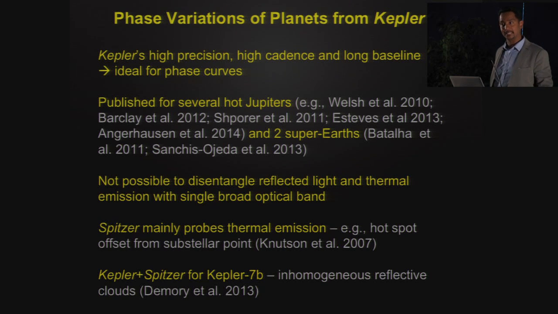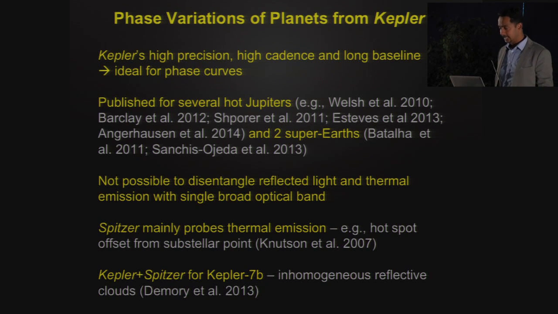Just last year, Demory et al. published a very interesting study of Kepler-7b combining both Kepler and Spitzer data, and they were able to make a case that there is an offset in the peak of the planet's phase curve from the substellar point, which might be suggestive of reflective clouds inhomogeneously distributed across the longitudes of that particular planet, and that the Kepler band emission in that case is dominated by reflected light rather than thermal emission.